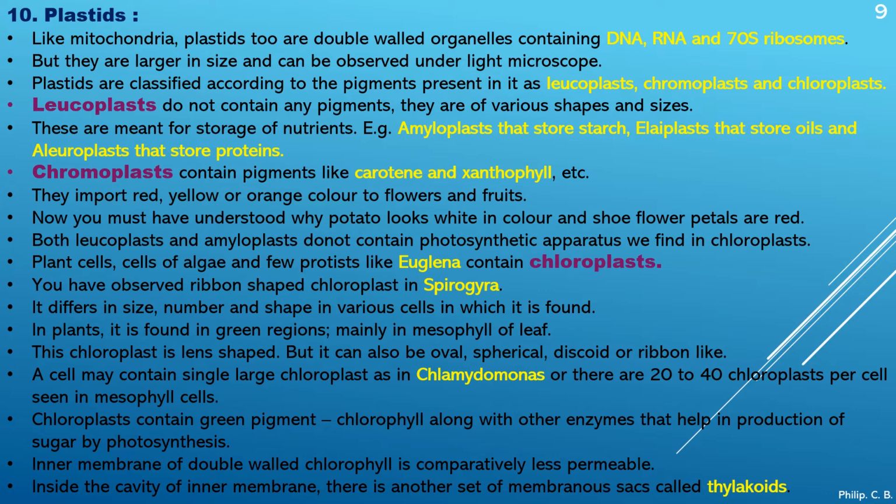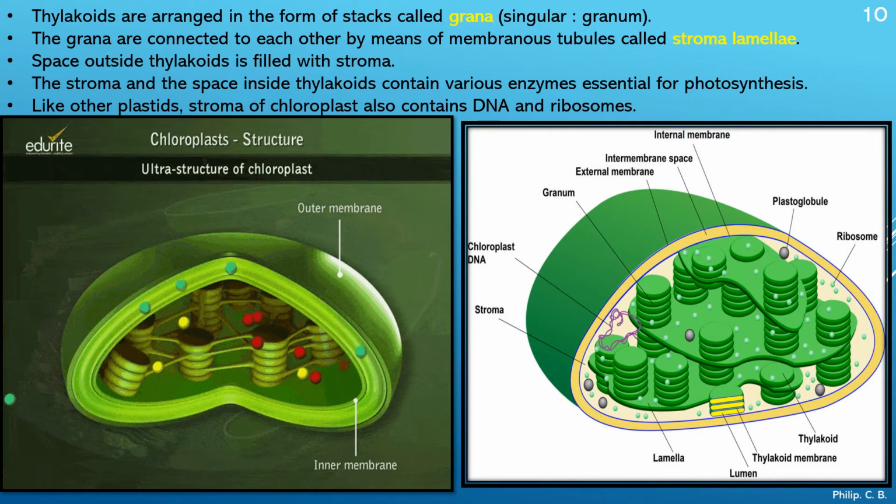Further, the inner membrane of the double-walled chloroplast is comparatively less permeable. Inside the cavity of the inner membrane, there is another set of membranous sacs called thylakoids. Now, what are these? We'll see in the next slide. Here we can see the thylakoids. First, we'll cover the remaining points.